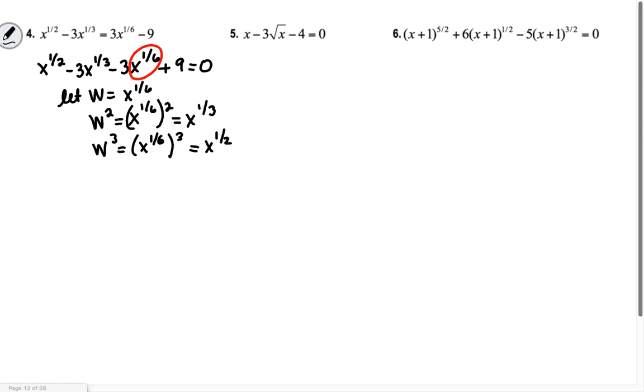So you don't have to do all this little background information here if you don't want to. If you guys get that that's going to be w cubed, w squared, and so on, then leave it off. That's fine. I'm not that picky about that. Okay, so we have w cubed minus 3w squared minus 3w plus 9 equals 0, when we substituted the w's in.